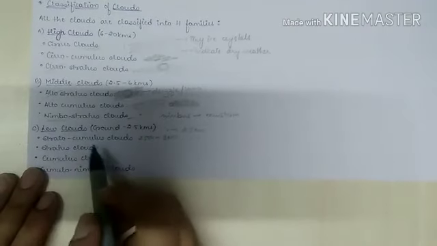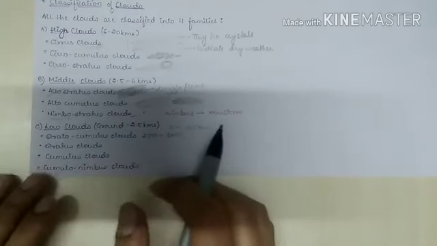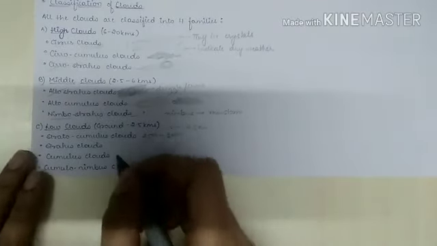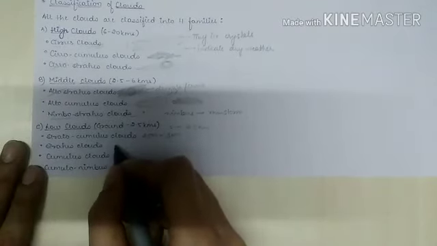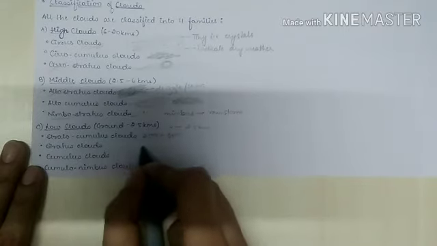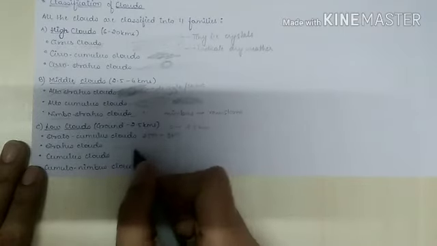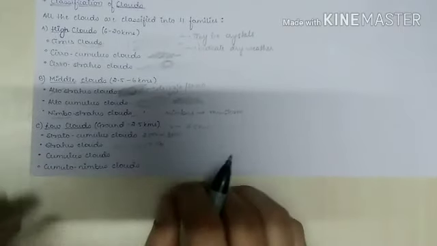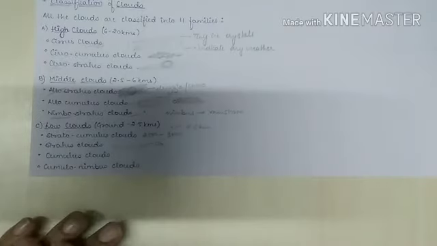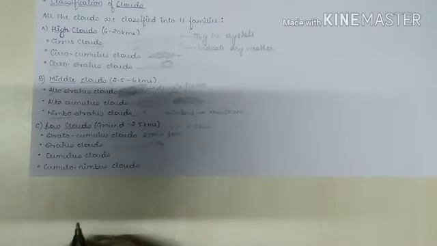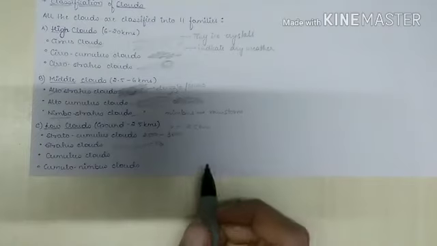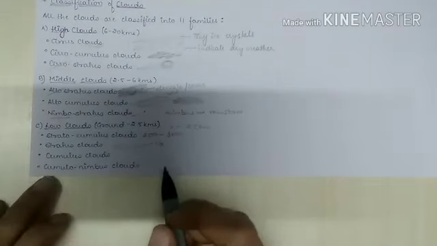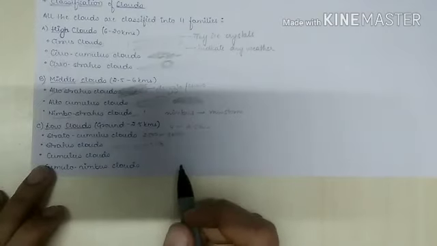Next we have stratus cloud. Stratus clouds are dense, low-lying fog-like clouds in dark gray color. They are composed of several uniform layers, and these clouds are associated with rain and snow. They are called nimbostratus cloud.